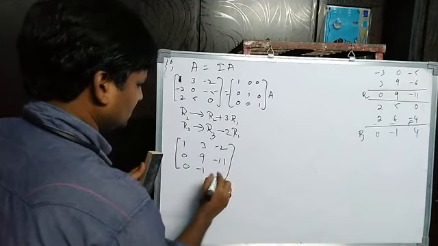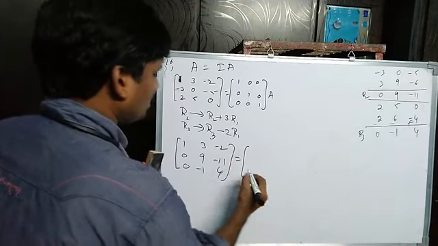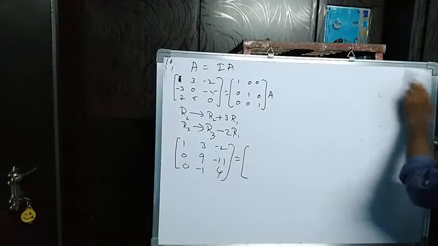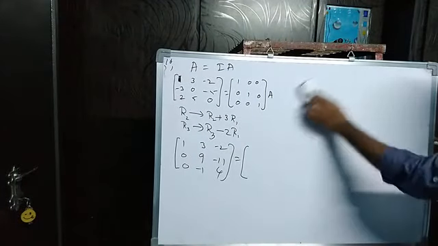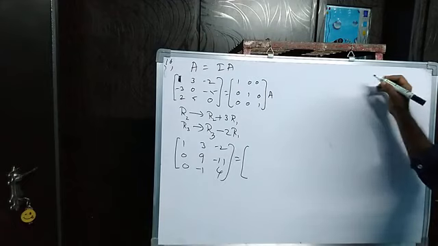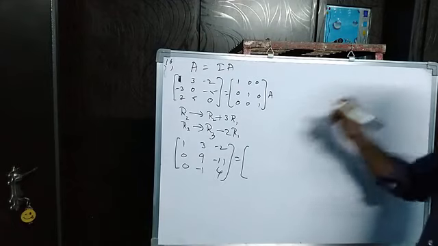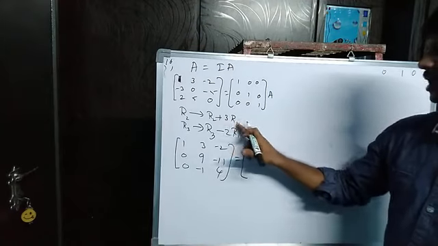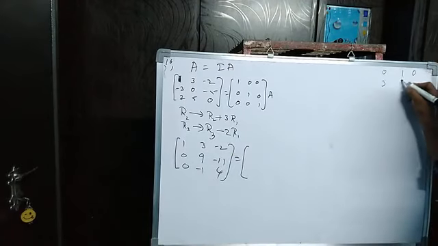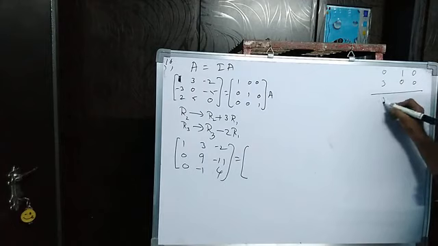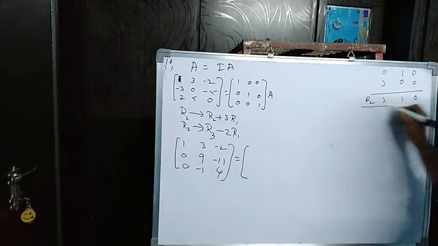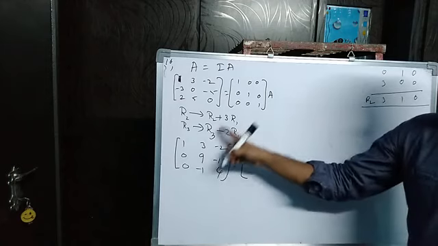Okay? Yes. So the same operations we have to apply here also. See, I am going to apply here also. R2 plus 3R1. What is R2 here? 0, 1, 0. 3 into R1: 3 into 1, 3; 0, 0. Add them: 3, 1, 0. What is it? R2. Right? Yes.